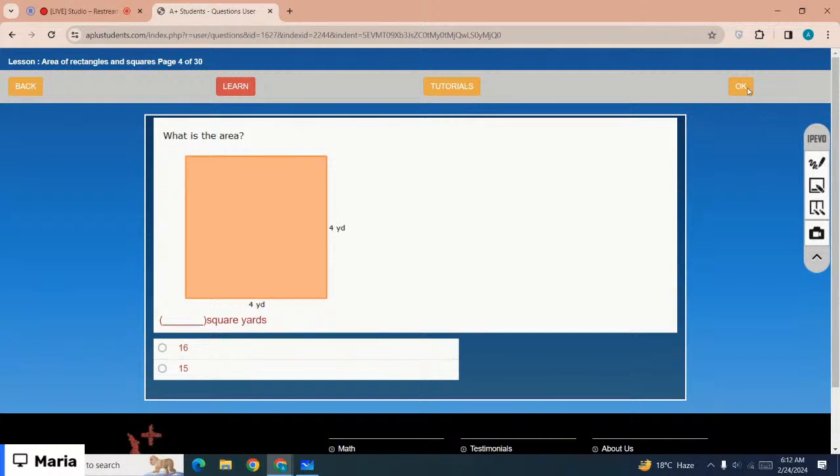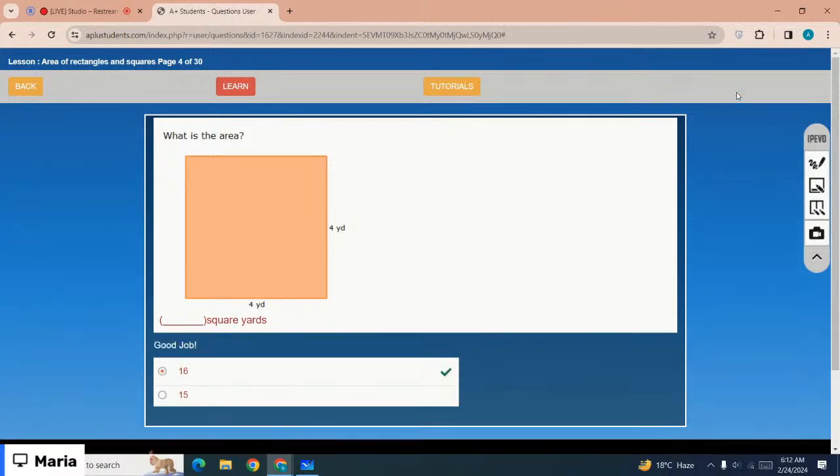Which is the correct option? The correct option is 16 square yards. Option number 1 is the correct option, right?